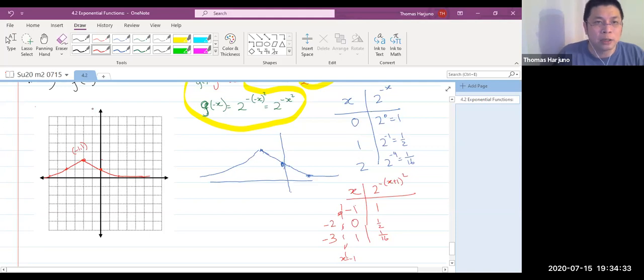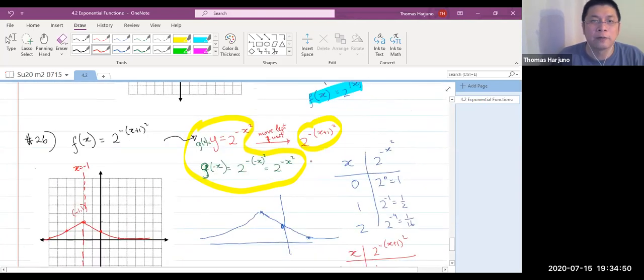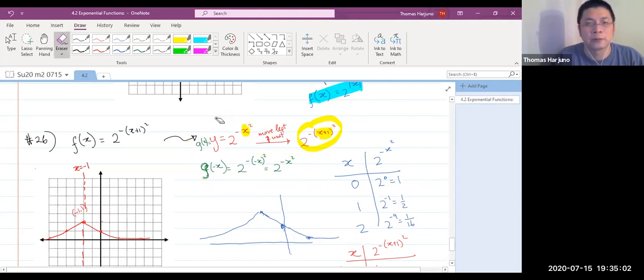Yes, we have an axis of symmetry at x equals -1. So notice that even though it's not symmetric to the y-axis, I actually attack this graph from the one before. I move it to the left 1 unit. I deal with this later. I see it this way first. Okay, that's for number 26.